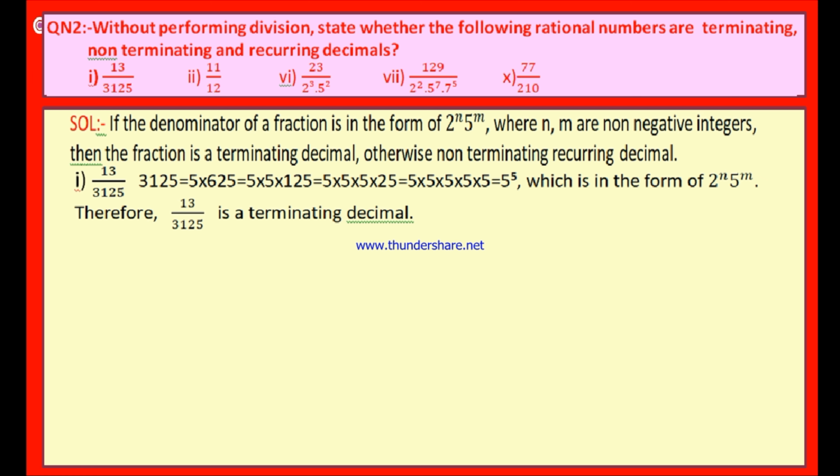3125. What is the units digit? Units digit is 5. Therefore it is not divisible by 2. Is it divisible by 3? You verify. 3 plus 1 is 4, plus 2 is 6, plus 5 is 11. Not divisible by 3. But as the units digit is 5, it is divisible by 5.